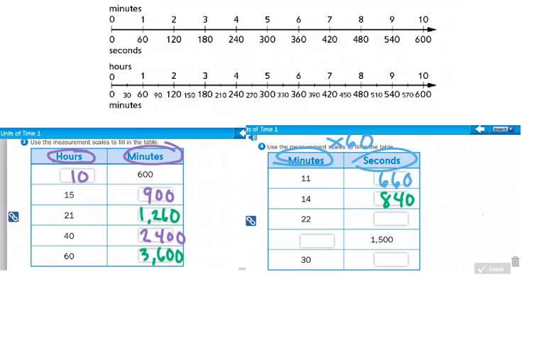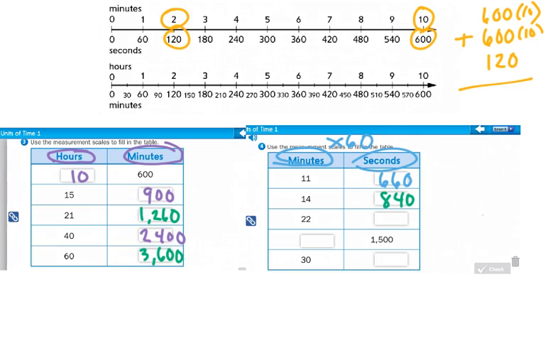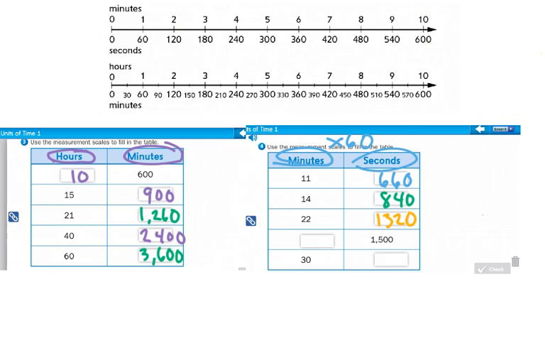The next one is 22, so I would go ahead and take 10 minutes, which is 600. Another 10 minutes, which is 20 altogether, and then add my 2, 120. So this represents 10 minutes, and 2 minutes for a total of 22. Altogether, it equals 1,320. I'm going to skip the next one for just a minute. I'll come back to it.